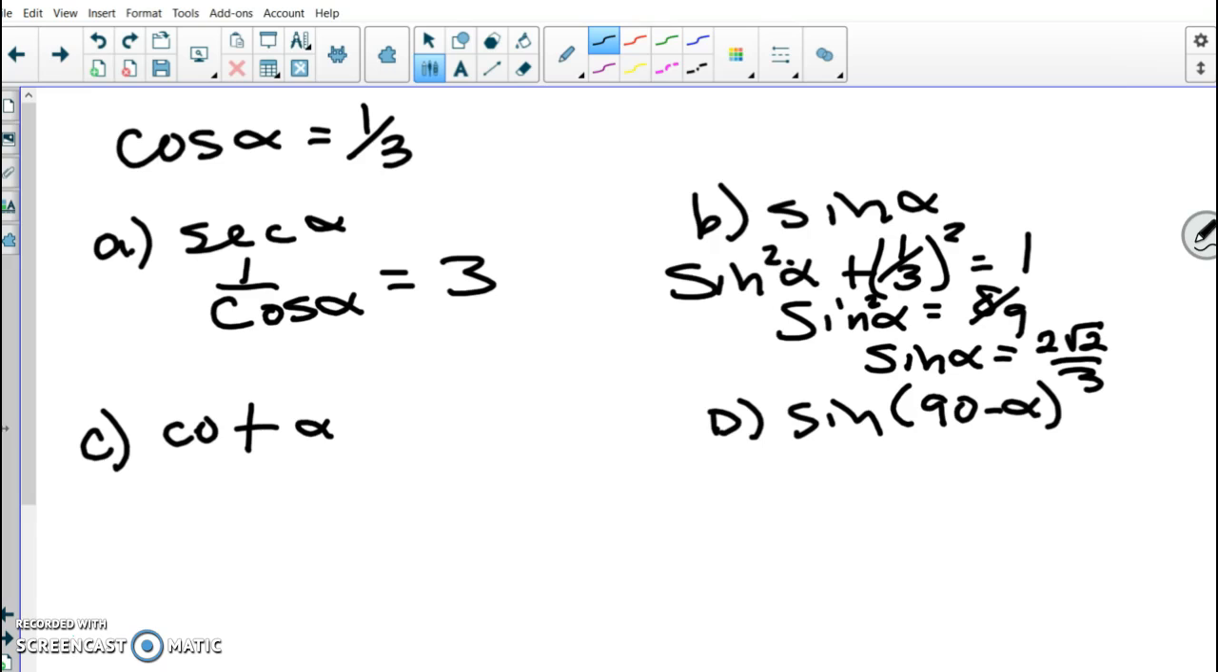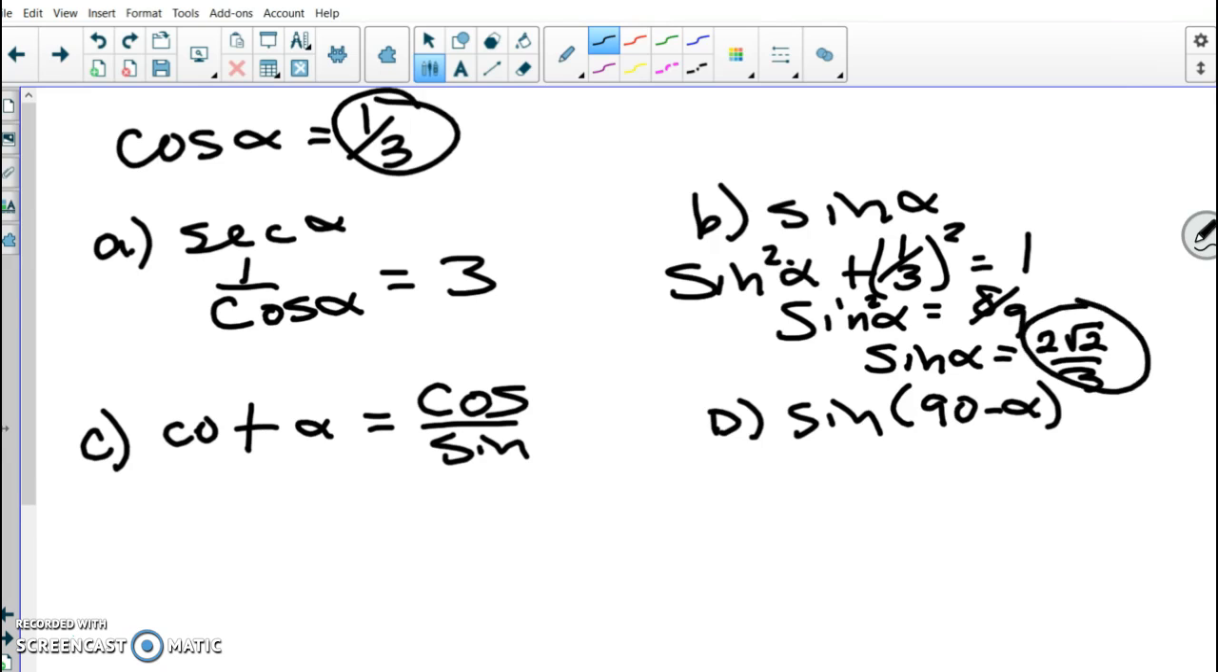Part C, we have cotangent. Cotangent is equivalent to cosine over sine. We have both of those now. We have the cosine 1/3, and we have the sine 2 roots of 2 over 3. So we're going to place those in a fraction. 1/3 over 2 roots of 2 over 3. Multiplying by the reciprocal, we get square root of 2 over 4.